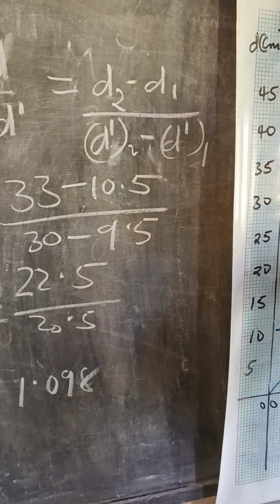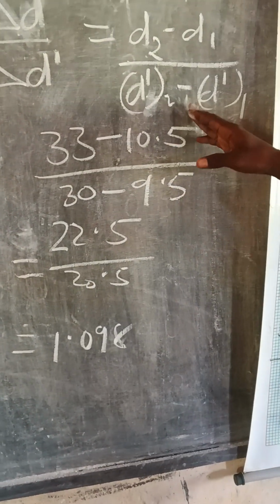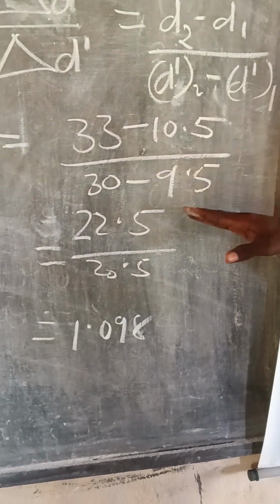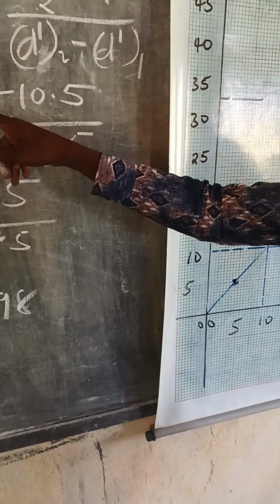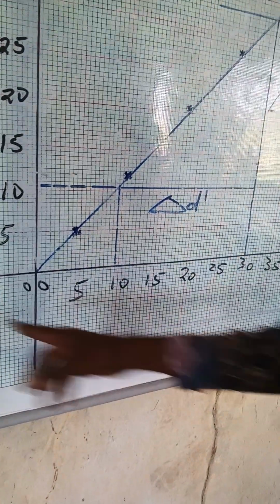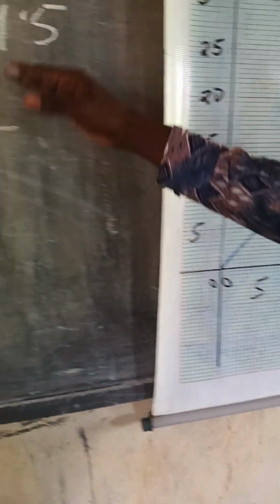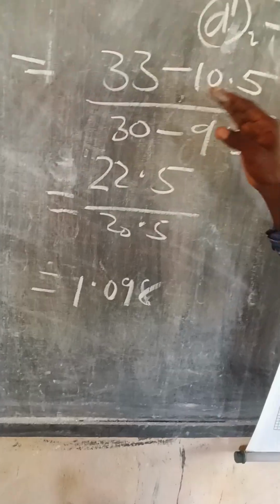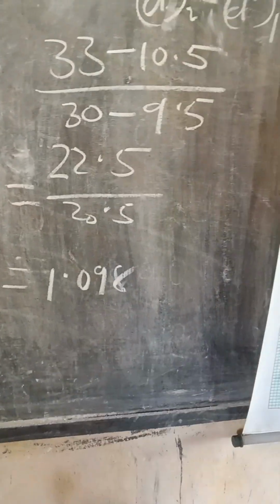It is a positive graph, so we have D2 minus D1 over D2 prime minus D1 prime. So this D2 is this point here, which is this value. This point is this value, and this point 30 is this value here. 9.5 is this point here. So that's how we got this. This minus this, 33 point this, will give us this. This minus this is this. So the result becomes this, and this verifies Archimedes' principle.